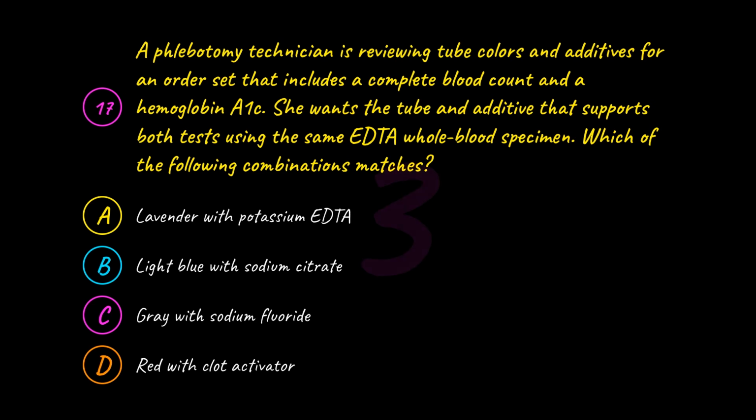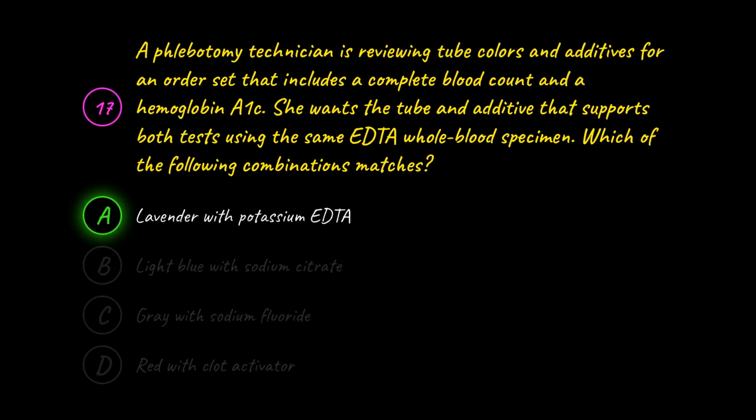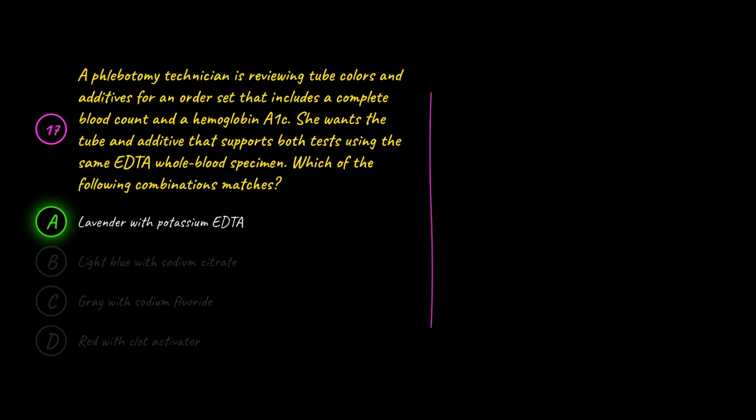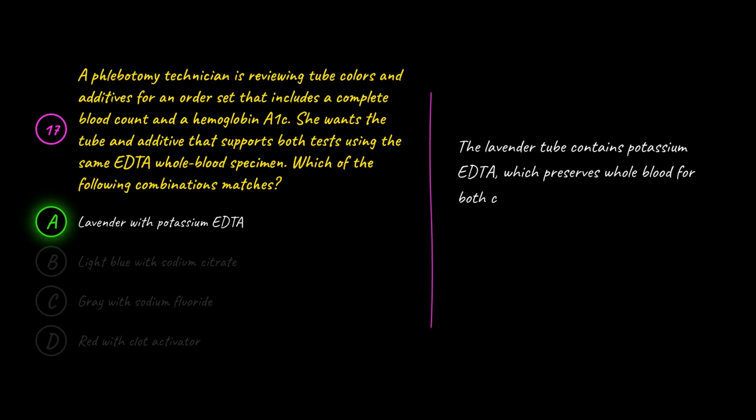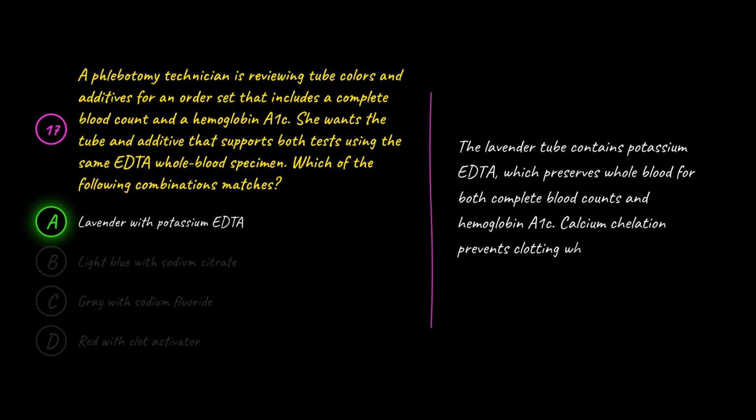The correct answer is A. Lavender with potassium EDTA. A is correct because the lavender tube contains potassium EDTA, which preserves whole blood for both complete blood counts and hemoglobin A1C. Calcium chelation prevents clotting while keeping cell morphology intact.